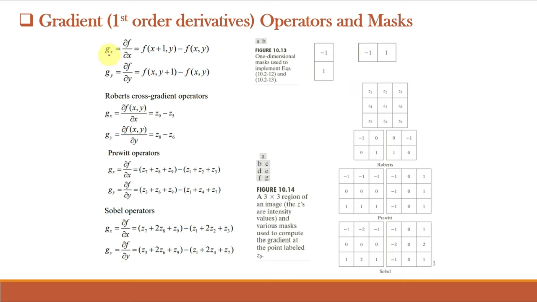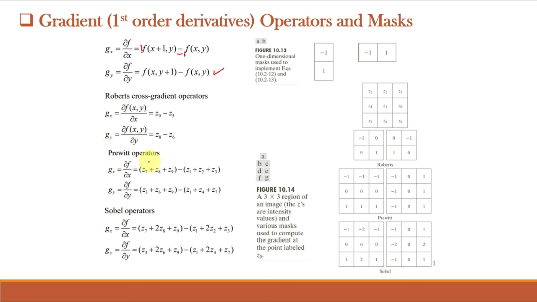For example, Gx is equal to f of x plus 1, y minus f of x, y. So this is f of x, y, it is minus 1. You can see here it is minus 1. And this is x plus 1, y, which is plus 1. So this is x plus 1 and y is the same. So it is plus 1. Similarly, this mask is derived from this equation, and the Roberts cross gradient operators have these equations and these masks.